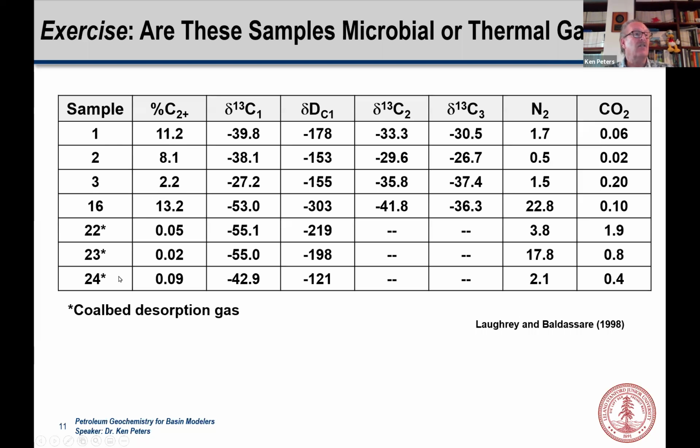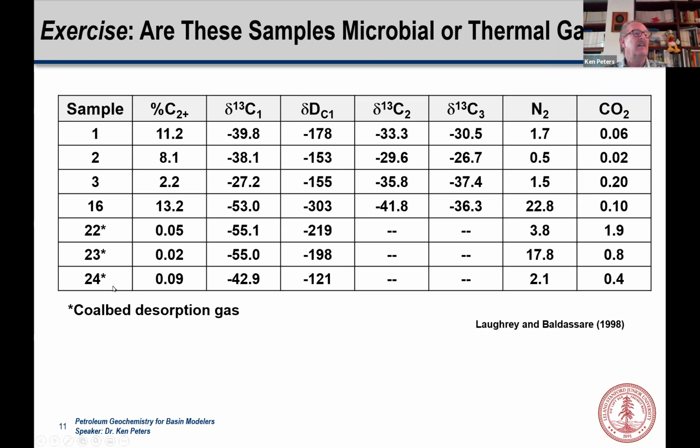These gases down here are coal bed desorption gases. You notice there's very little C2+, and there's a range of isotope composition. So 22 and 23 here are sort of mixed microbial and thermogenic gases, probably fairly low maturity. Number 24 looks like a more mature thermogenic product; we would probably plot it in the oil-associated zone on some of those figures, but it's coal bed gas.